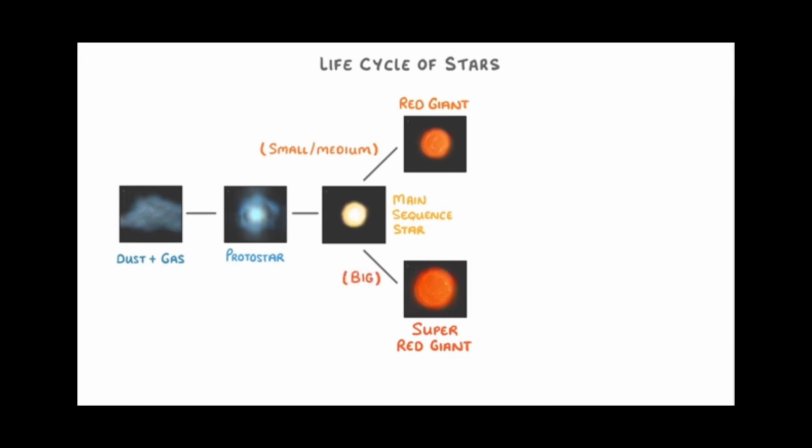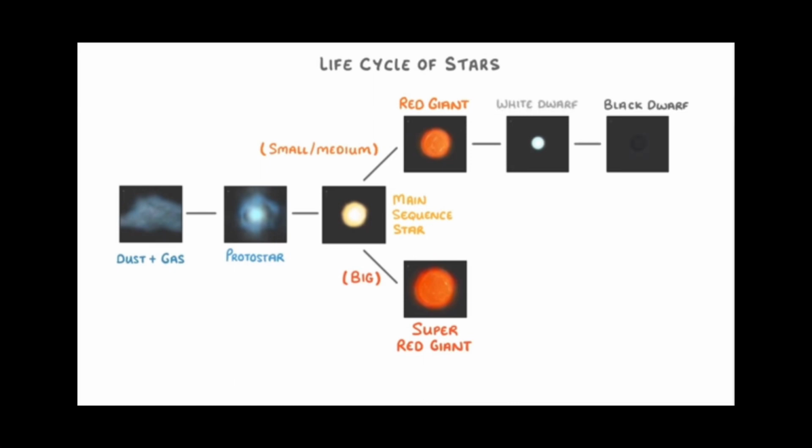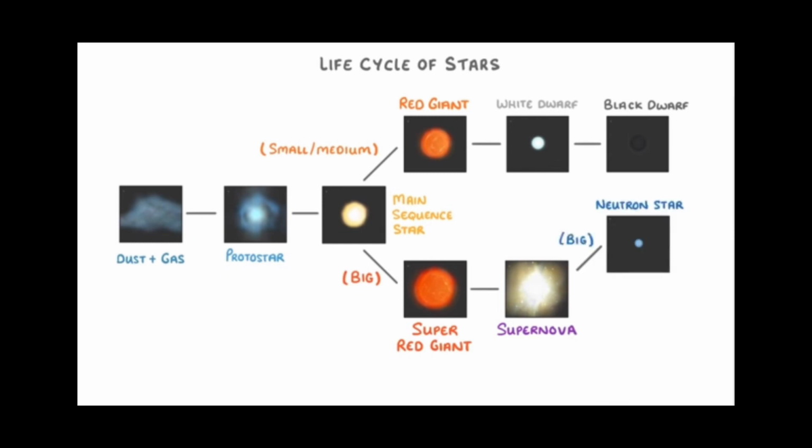The red giants throw off their outer layers to reveal a hot dense core that we call a white dwarf, which then cools to become a black dwarf. Meanwhile, the red supergiant explodes in a supernova, ejecting heavy elements across the universe, and it then condenses into a neutron star if it was only big, or into a black hole if it was truly massive.